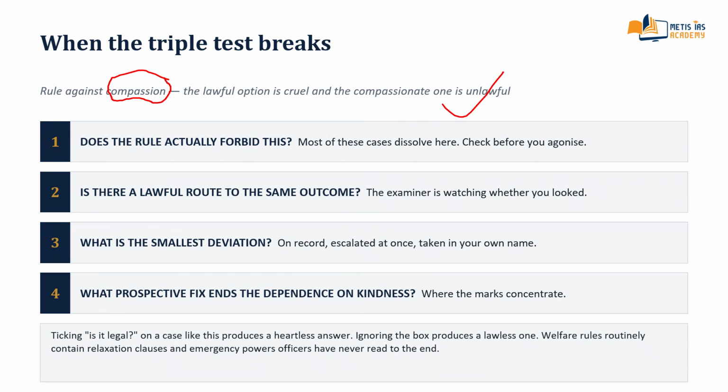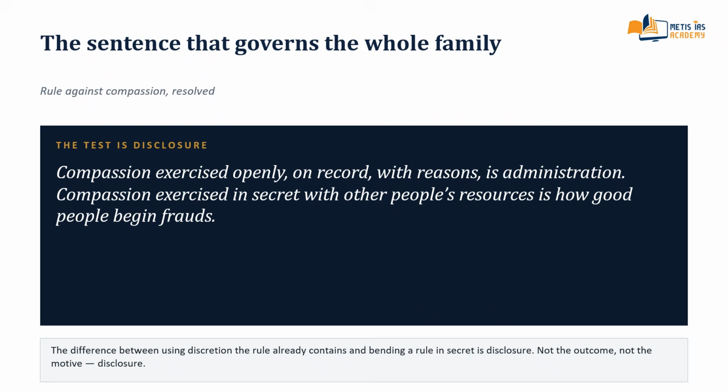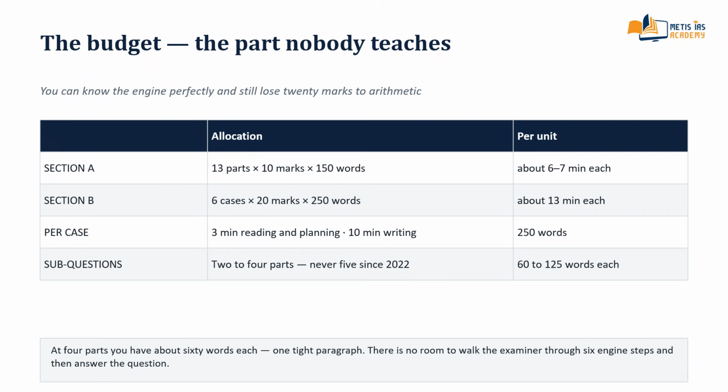So the budget, the part nobody teaches. You can know the engine perfectly and still lose 20 marks to arithmetic. So do the arithmetic now, once, and never again in the hall.